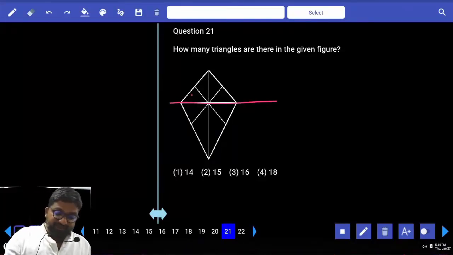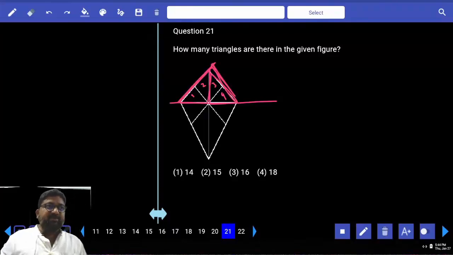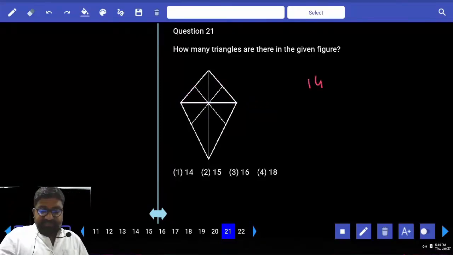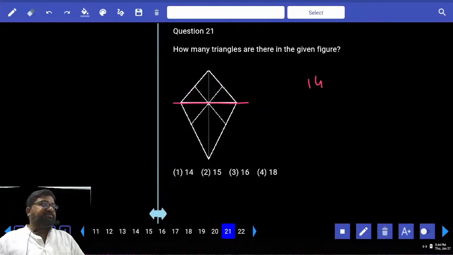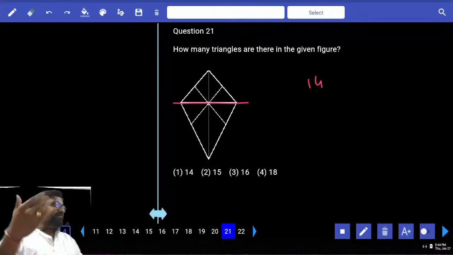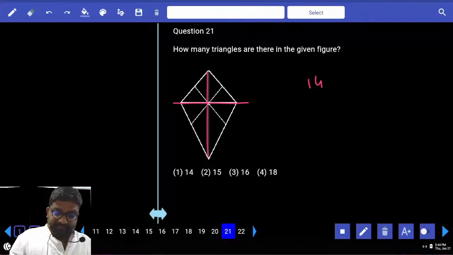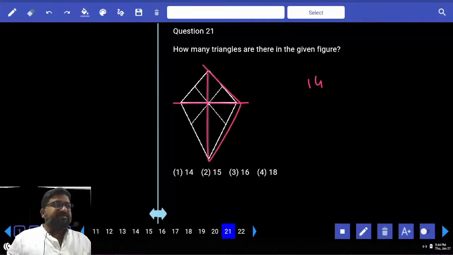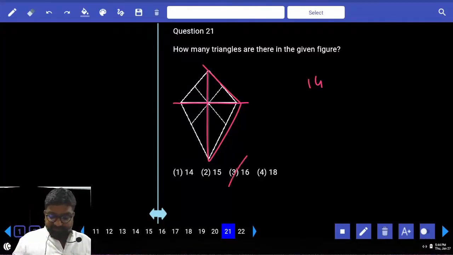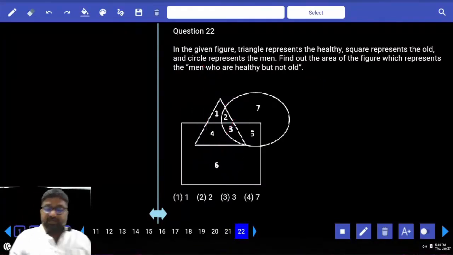Now look, 1, 2, 3, 4, 5, 6, and this bigger one 7, below also 7, 14. That's it, 14. Now what to do? Go with the triangles which are common to both above and below diagram. 15 and one on the left hand side. How much? 16. Third option. Clear? Now what's the question here?